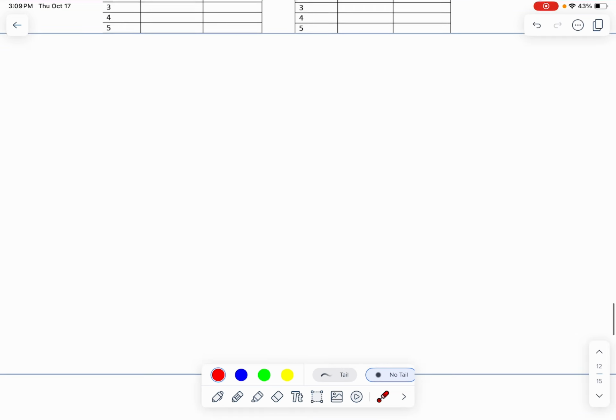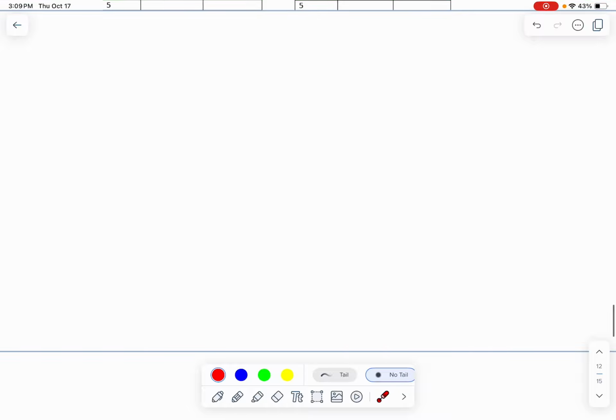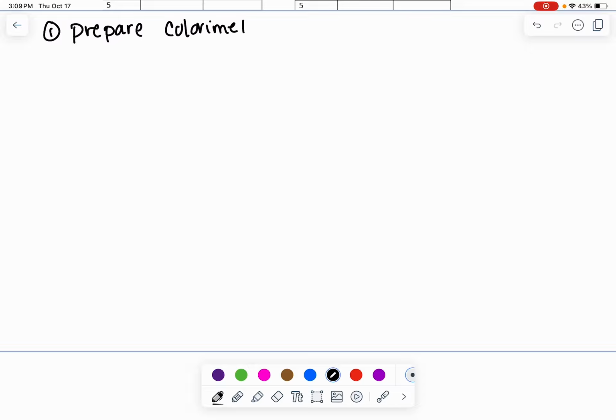So I was going to just draw. You guys are going to read the directions, but I like to do what I call cookbooking it, and the directions are kind of confusing. So I'm just going to give you an overview of what I want you to do on lab day. The first thing you're going to do is prepare the colorimeter. Basically, we're going to blank it and turn it on.